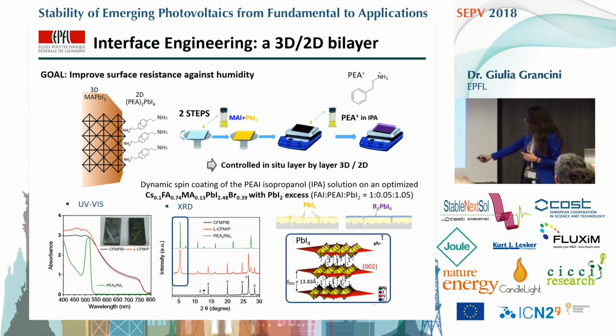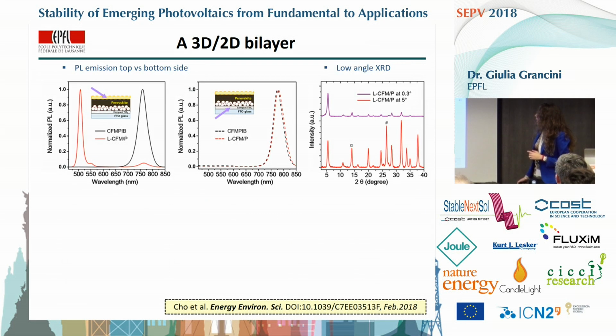And from the XRD, you can see that the layer-by-layer system, in red, shows the characteristic features of the structure of the 2D perovskites. So again, we took our trick to measure the photoluminescence spectrum from the top surface and from the bottom surface. And you can see that from the top surface, you clearly see the emission from the 2D perovskite.